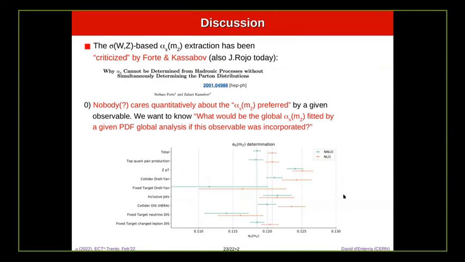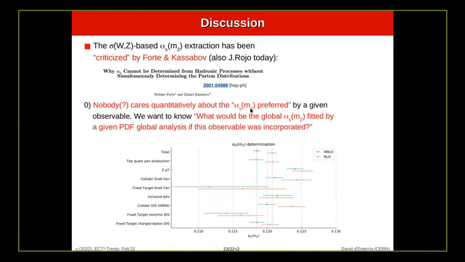Now let's go to the discussion, because these are things that have been already mentioned before. This extraction of alpha_S, based on the inclusive W and Z cross sections that I presented, has been criticized by Forte and Kassabov. Also, Juan Rojo today mentioned this paper. But first, I'd like to clarify the semantics.